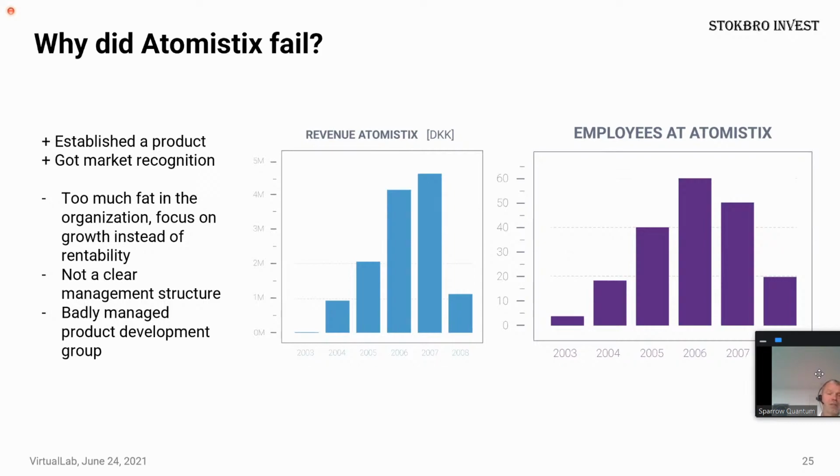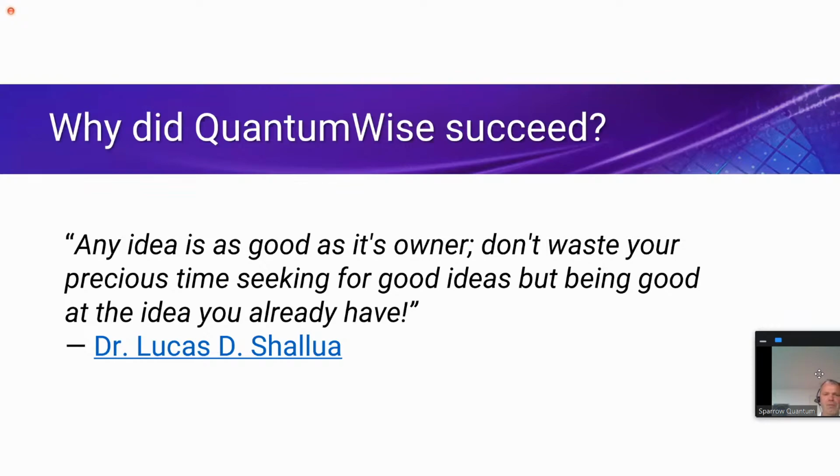But we really learned a lot from Atomistics, and once we got the opportunity to start again and buy the bankruptcy estate, we had got a good education. We have got a $15 million education in how not to run a company. So we just needed to do the opposite. And this is what we did.